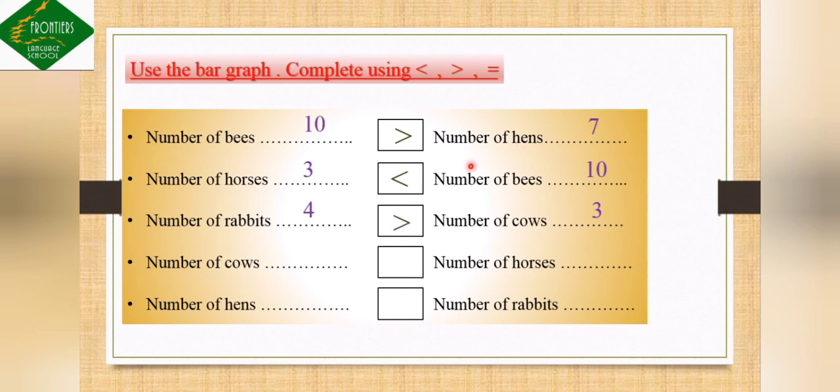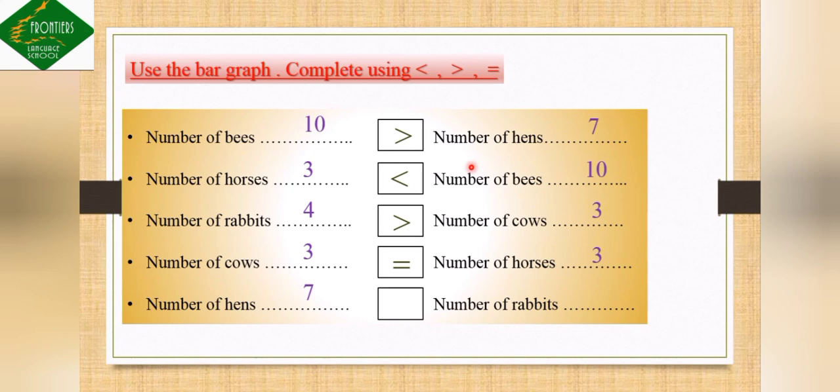The next is the number of cows and the number of horses. What should I do? I look at the bar graphs and I answer the questions. The number of cows is 3. The number of horses is 3. Which is bigger or smaller? No one. I put equal because this is the same number.